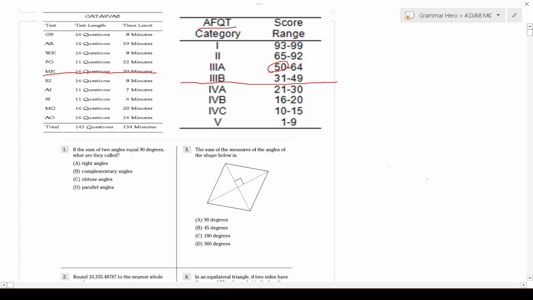So all that said, let's go ahead and get started with this guided practice. If you have any additional questions about this test, the best person to talk to would be your recruiter.